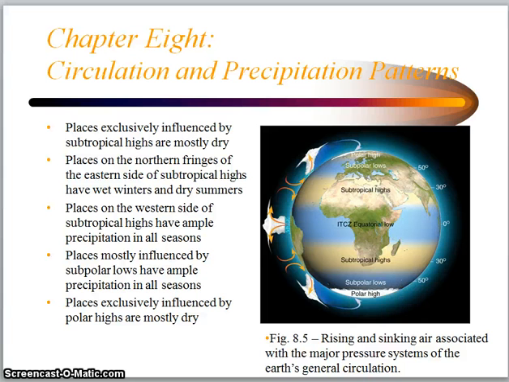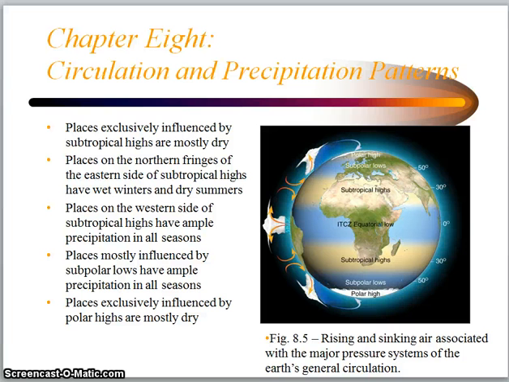More on this. Places exclusively influenced by subtropical highs are mostly dry, the world's great deserts. Places on the northern fringe of the eastern side of those subtropical highs have wet winters and dry summers. Do you know any place that has a wet winter and a dry summer? Think about that for a minute. We'll get back to it.